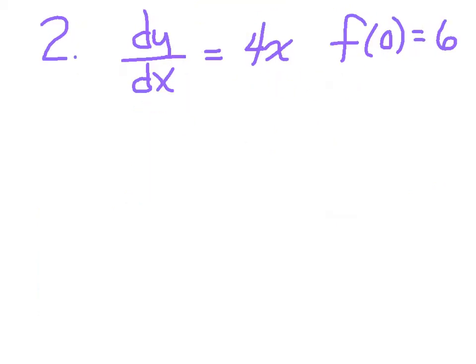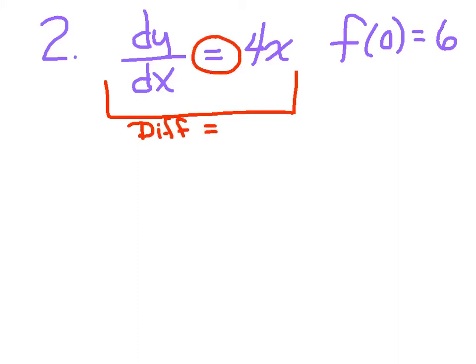Example 2. dy/dx equals 4x and f of 0 equals 6. So again, this is considered a differential equation because it's an equation right here with a derivative in it. So differential equation. This over here is the initial condition. They're giving you an initial value. That's implying they want a particular solution to this problem.